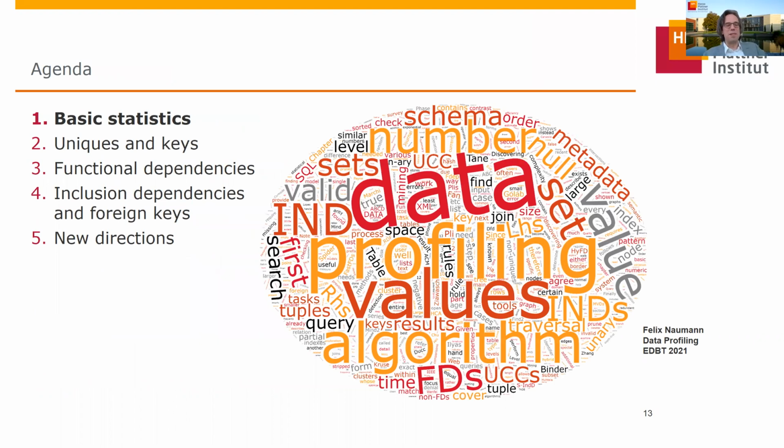My agenda for today are these points. We'll start very simple with some basic statistics, just to show you that there's also a little bit of fun to be had there. And then we'll go through, let's say, these three very canonical dependencies that we're interested in: unique column combinations, functional dependencies, inclusion dependencies. Of course, there's a whole bunch more. There's a lot of research, and I will only be able to cover a little bit.